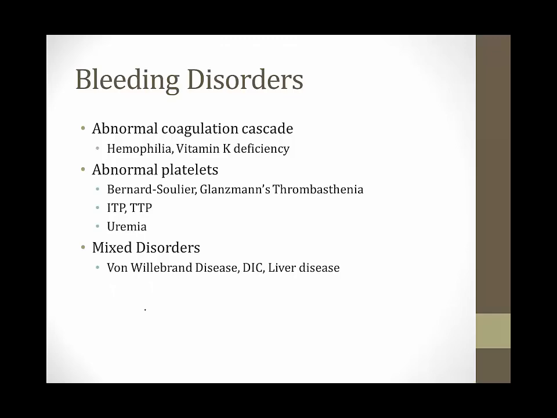An easy way to group bleeding disorders is to think about those that involve the coagulation cascade, those that involve platelets, and those that involve both. So in this module, we're going to focus on bleeding disorders where there is an abnormality of the coagulation cascade. These disorders are often called coagulopathies, and this includes hemophilia and vitamin K deficiency and a few others.